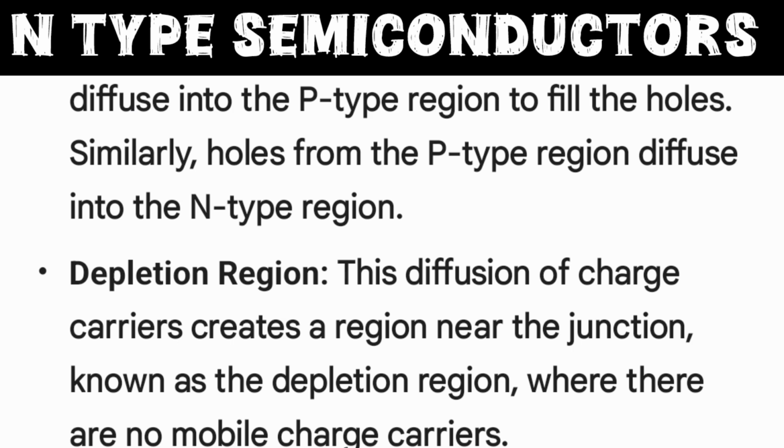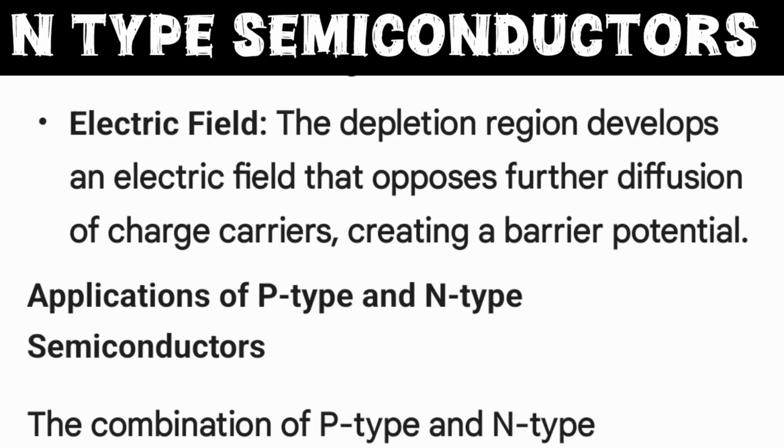Depletion region. This diffusion of charge carriers creates a region near the junction, known as the depletion region, where there are no mobile charge carriers. Electric field. The depletion region develops an electric field that opposes further diffusion of charge carriers, creating a barrier potential.